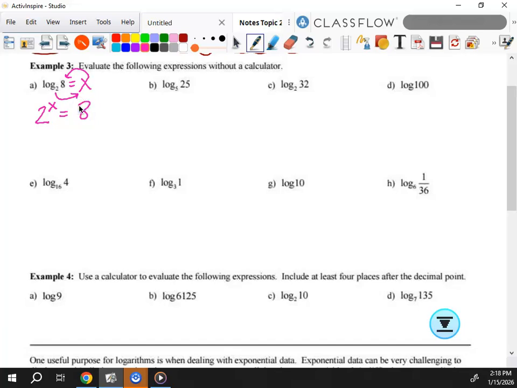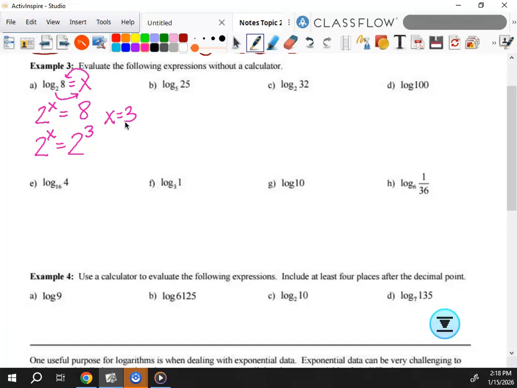Okay. Then we're going to get common bases, meaning I have a 2 over here. 2 to the x equals 2 to some power. What power do I have to take 2 to get 8? 3. Okay, so do you see how I have common bases there? And that just means that x equals 3.